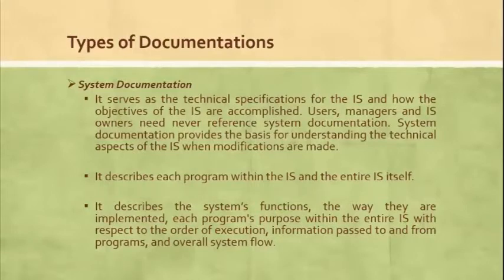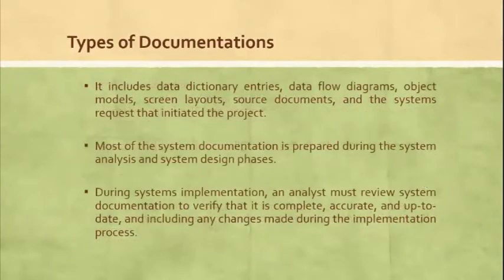It describes the system's functions, the way they are implemented, each program's purpose within the entire IS with respect to the order of execution, information passed to and from programs, and overall system flow. It includes data dictionary entries, data flow diagrams or DFDs, object models, screen layouts, source documents, and the system request that initiated the project. So most of the system documentation is prepared during the system analysis and system design phases.